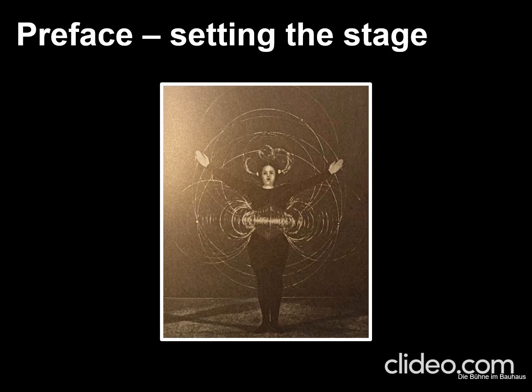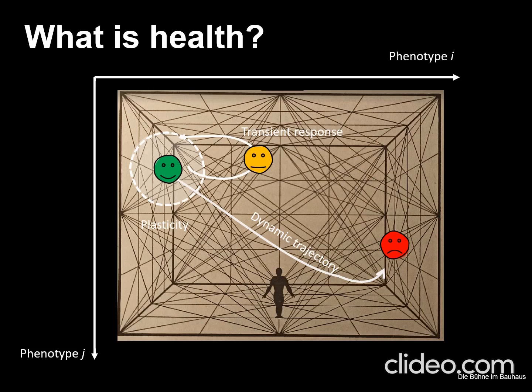I want to set the stage by posing some of the most fundamental questions in biology, but I have to warn you that I will start by offering some definitions from a very non-classical perspective. The reason is that I really want to give you the perspective from dynamical systems theory to try to tackle these questions in biology. So the first question is, what is health?